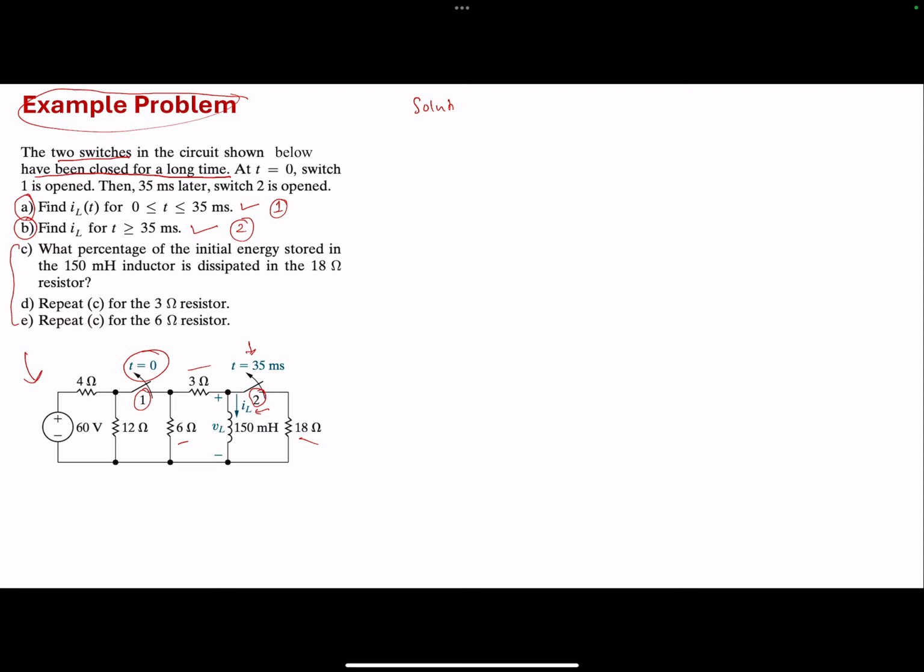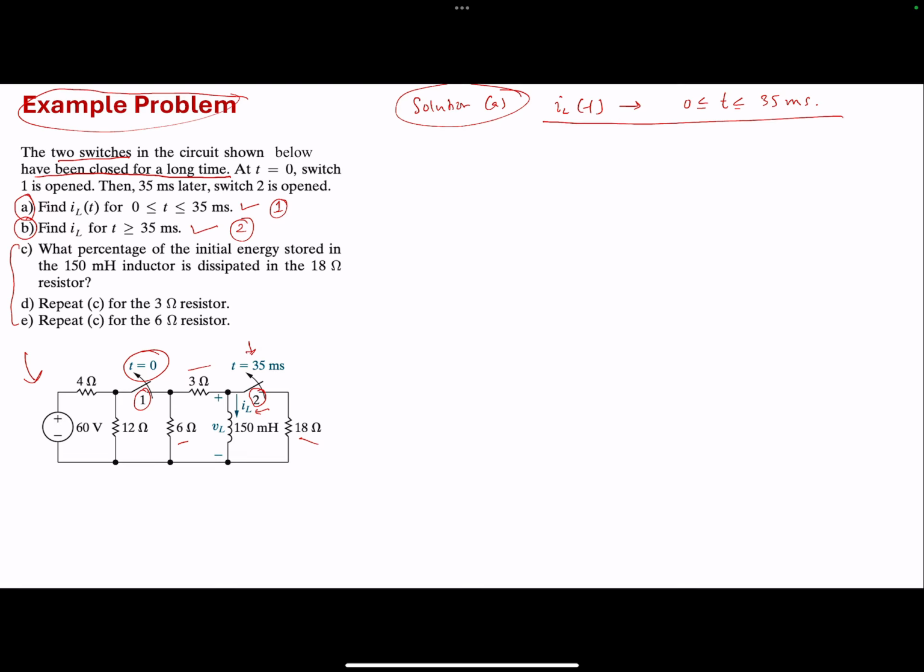Solution for part A: I'm interested in finding the inductor current between 0 and 35 milliseconds. Whenever I have to find an inductor current, note that at time t equals 0, switch 1 gets opened, which practically means that we are looking at the natural response of a circuit where the inductor gets fully energized and then we kick the excitation source out.